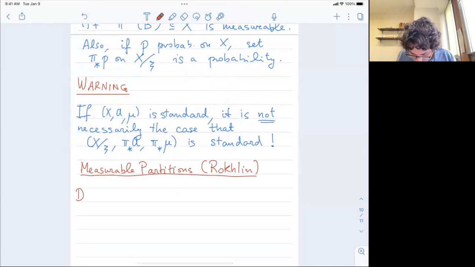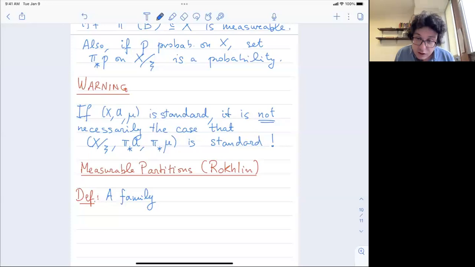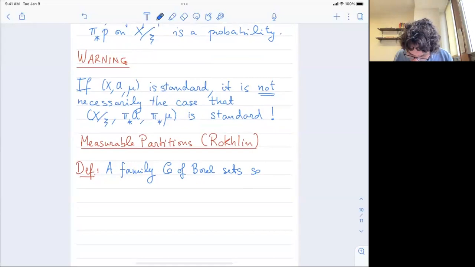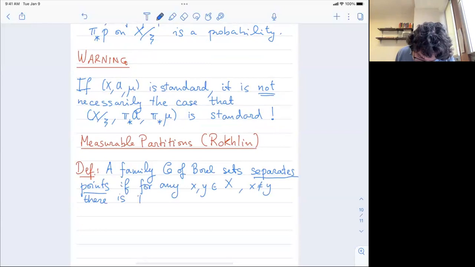The definition is that a family of Borel sets separates points if for any x and y in your space with x different from y, there is a set B in the family such that x belongs to B, but y does not belong to B.